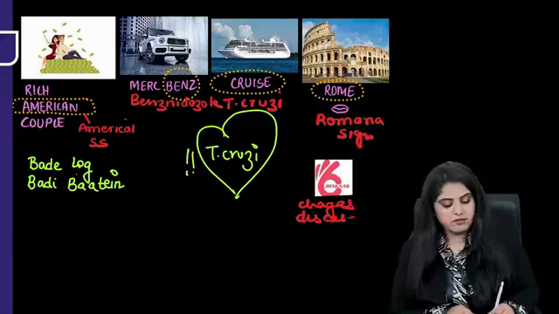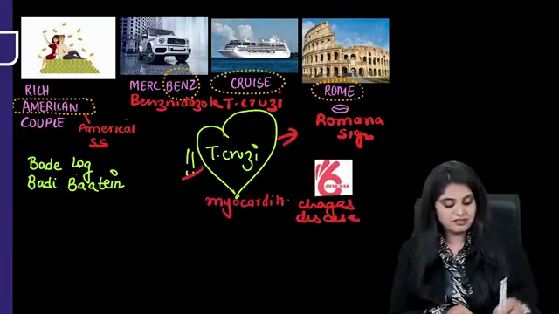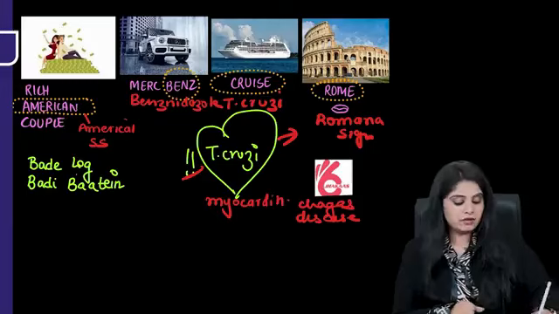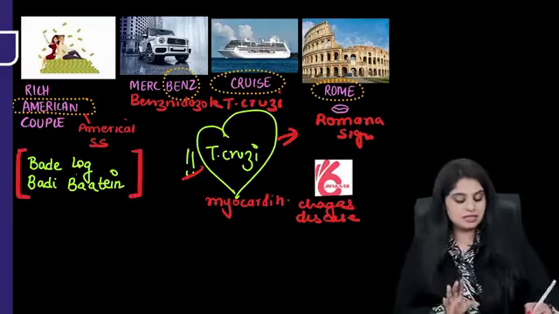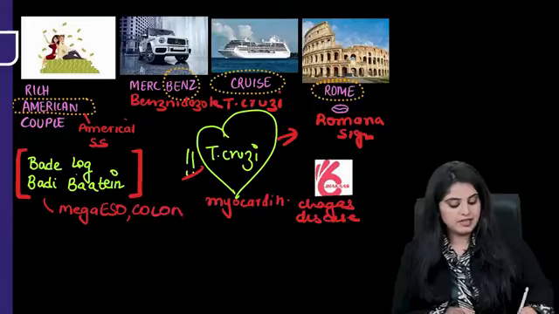And of course, they are going for their honeymoon. Honeymoon means is there going to be myocarditis? Means is there cardiac involvement? Yes, there is a honeymoon. That is why they are going on a cruise, they are going to Rome and all of that. And of course, so rich, ma'am. You will say, favorite Indian dialogue, bade log, badi baatein, because everything is going to be huge. There is going to be mega esophagus, there is going to be mega colon, and that is the entire story.